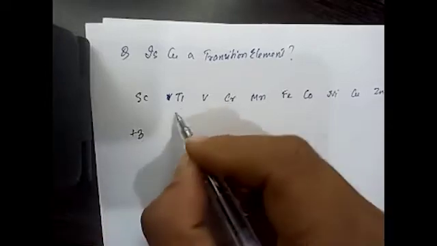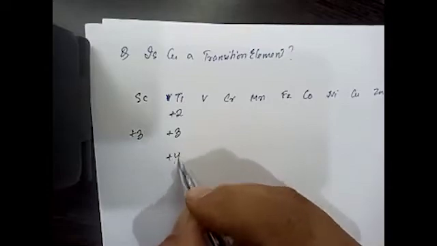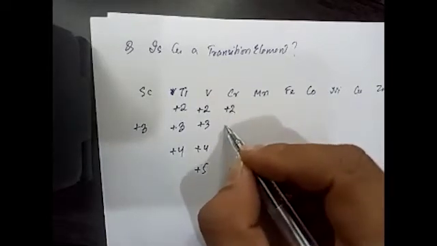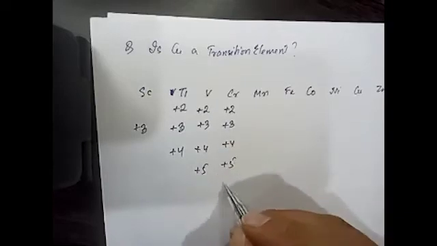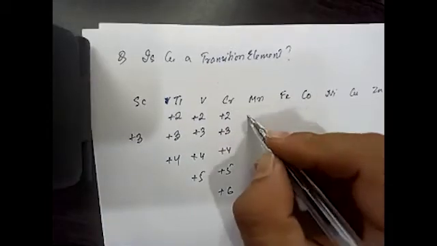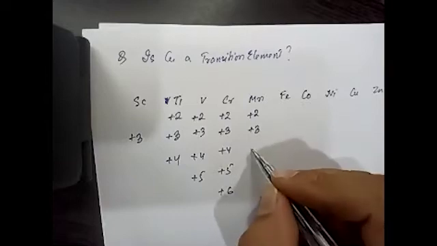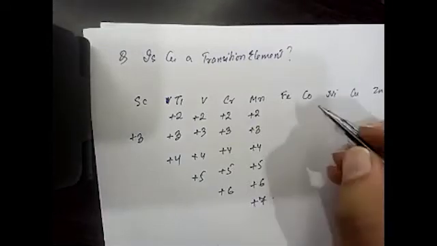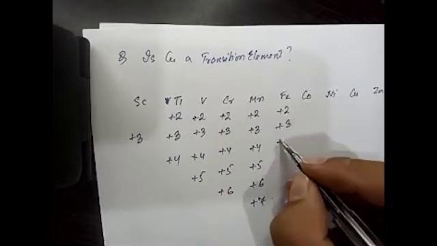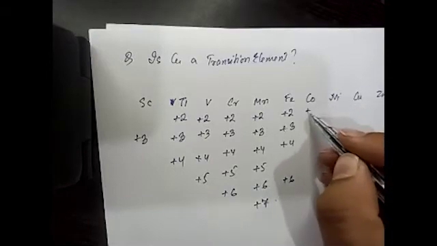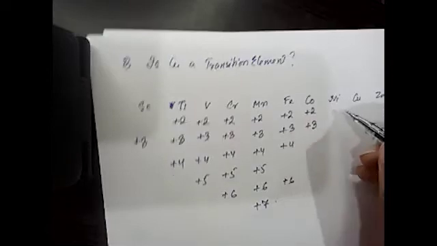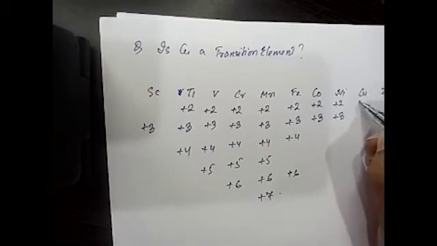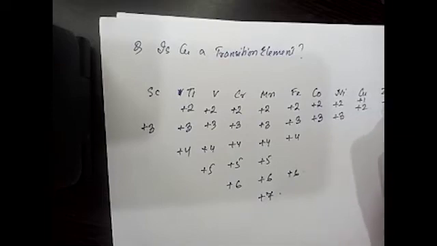So scandium is +3, titanium is +2, +3, +4, vanadium is +2, +3, +4, +5, chromium is +2, +3, +4, +5, +6, manganese is +2, +3, +4, +5, +6, +7. Iron is +2, +3, +4, +6. Cobalt is +2, +3. Nickel is also +2, +3. Copper is +1 or +2, whereas zinc is only +2.